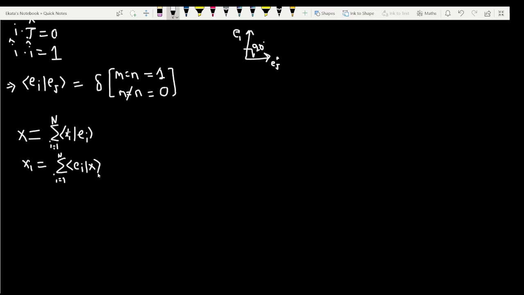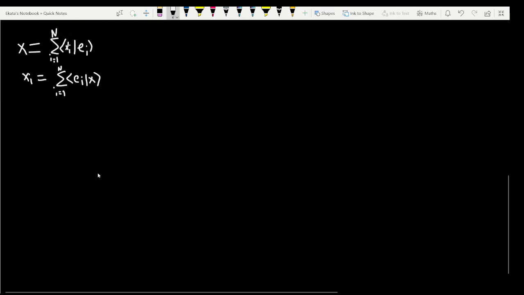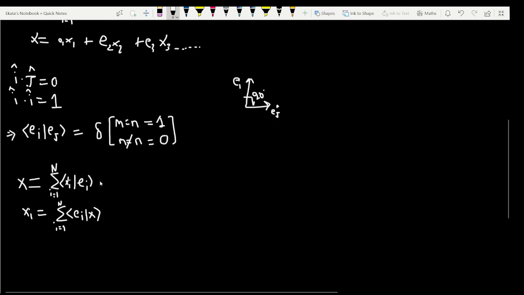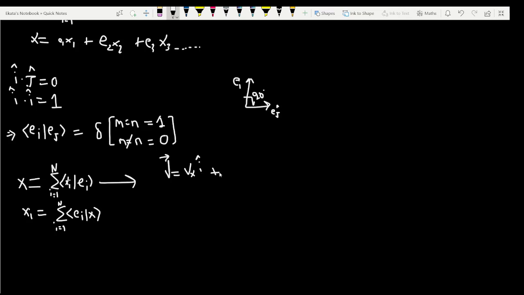Okay, so how can you relate this? Relate this particular thing, like how you represent a velocity vector. A velocity vector in two dimensions can be represented as vx i cap plus vy j cap. Okay, so this is how a velocity vector in two dimensions is represented.